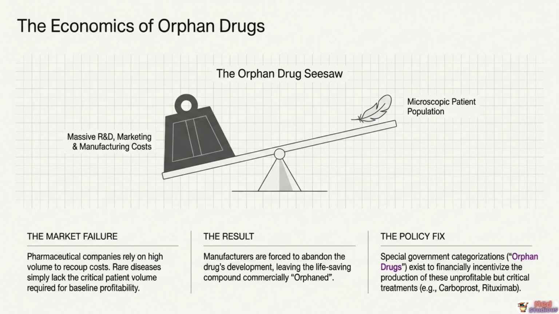The policy response to this market failure is the orphan drug designation, a special regulatory and financial incentive framework. Governments provide qualifying manufacturers with extended market exclusivity periods beyond standard patent protection, tax credits on research and development expenditure, subsidized clinical trial costs, and accelerated regulatory approval pathways. In return, manufacturers commit to producing and maintaining supply of these critical compounds. Examples include carboprost for postpartum hemorrhage, clofazimine for leprosy, and the monoclonal antibodies rituximab and bevacizumab for hematological and oncological malignancies.